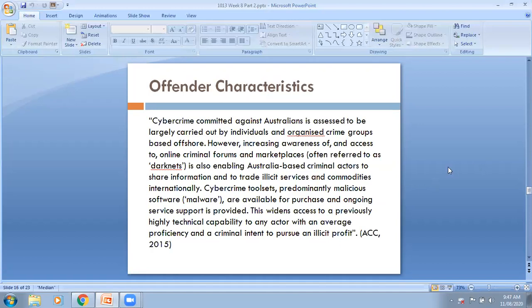Well, largely thought to be carried out by individuals and organised crime groups based offshore. It's a business. You can pay professionals to do this for you. You can buy packages to help you do it.